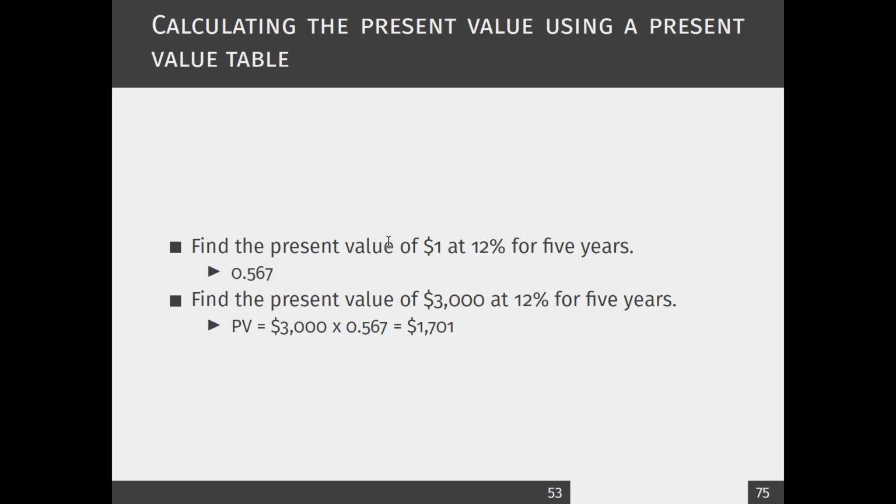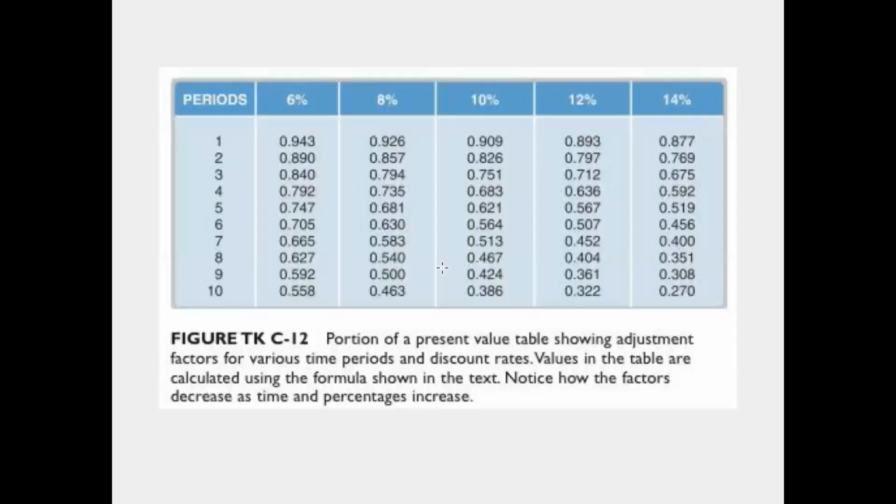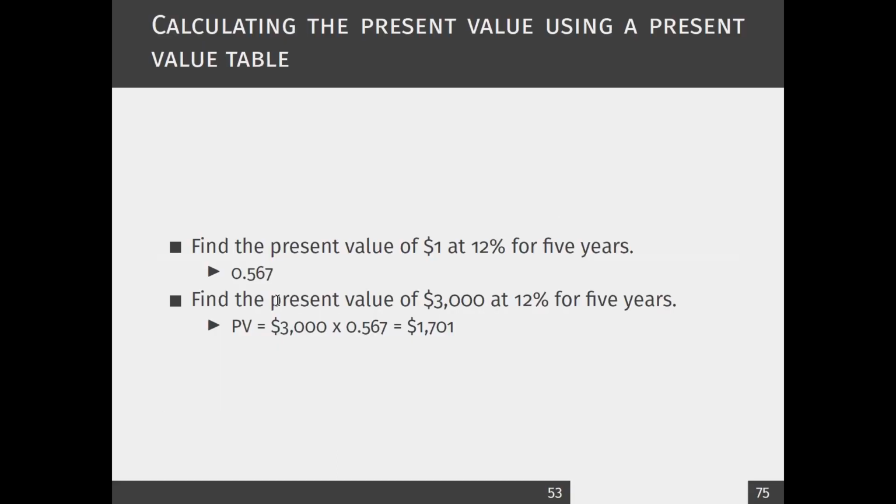If you go to the table, the period is 5 years and this is 12%. So 0.567 is the correct answer. If this is the value for $1, what will be the value for $3,000? You have to multiply the factor by 3,000, and you will get the present value.